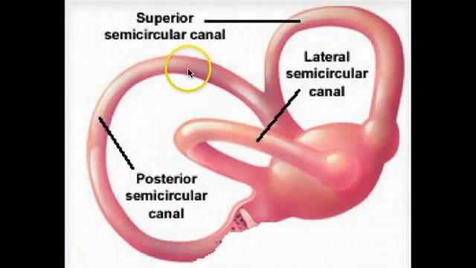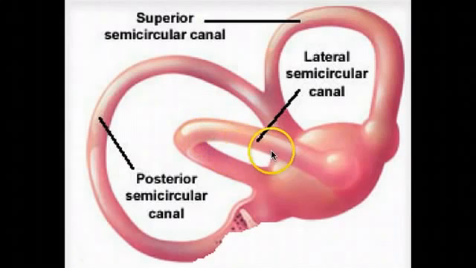Now we have a superior, a posterior, and a horizontal or lateral semicircular canal. So the horizontal is also known as lateral, or lateral known as horizontal. The superior semicircular canal is an anterior canal, and the posterior is obviously posterior. Now the role of these canals is to provide sensory input for rotary movements. Okay, so the anterior and the posterior semicircular canals are oriented vertically at right angles to each other.